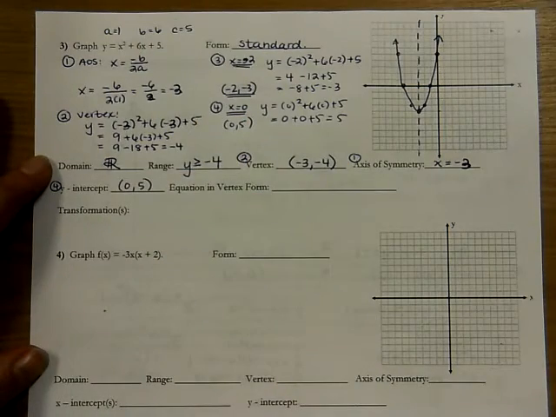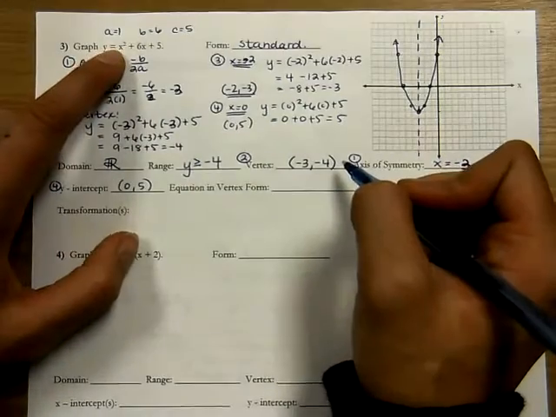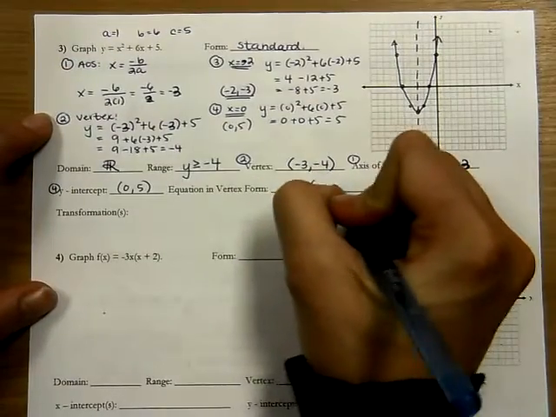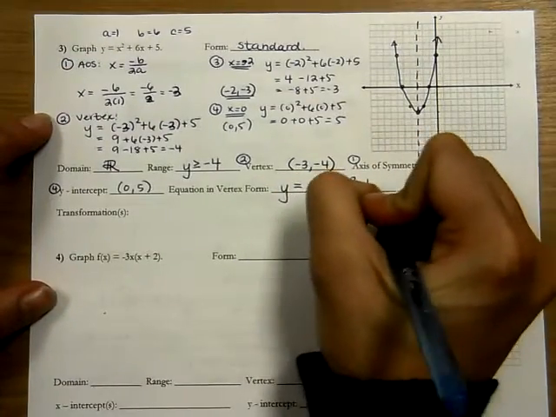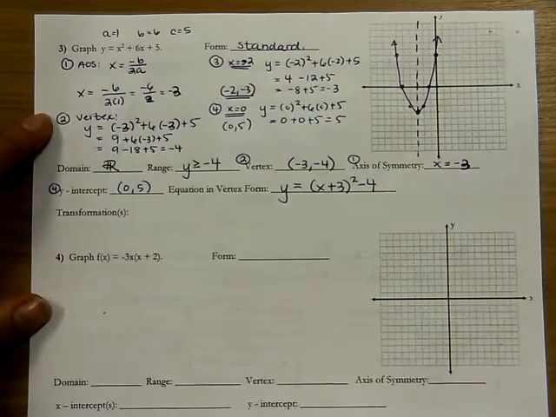To write the equation in vertex form, I just need the vertex and the a value. If I look here, the a value is 1. I got my vertex, so I'll just write it as (x + 3) squared minus 4. There's no need to write the 1 because it is implied. And then finally the transformations.